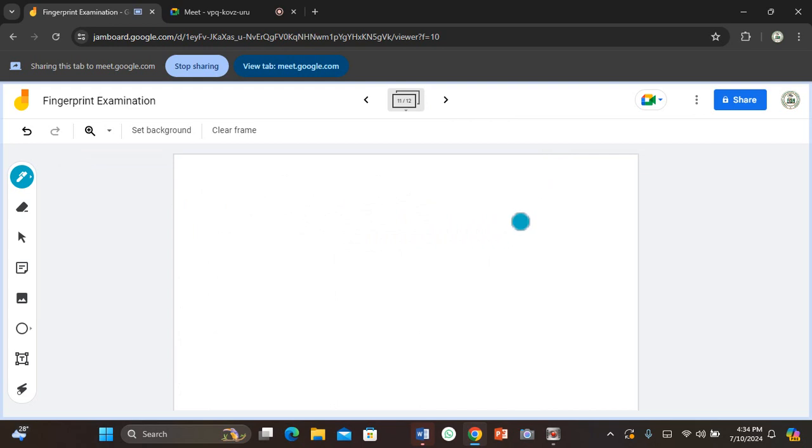What is the time? So now, tented arches, 4:34.